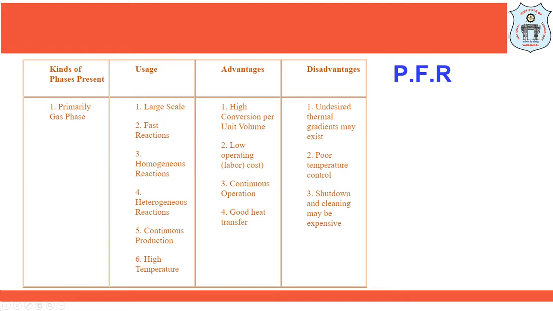It can be used for homogeneous reactions and heterogeneous reactions. Plug flow reactors are used for continuous operation or continuous production, and if you want to operate at high temperature, you can use this plug flow reactor. So the limitations, as I told you, are that temperature control is poor in plug flow reactors, so we are going to have undesired thermal gradients existing in the system. And shutting down and cleaning these long pipes will be expensive.